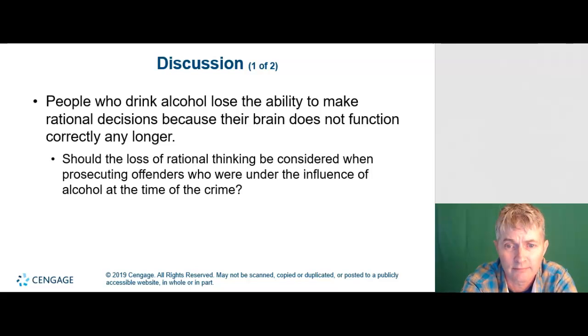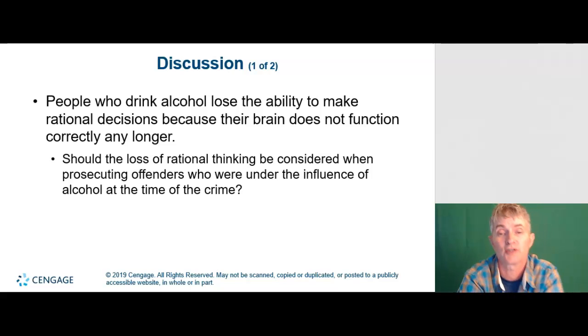No. Unless you did not know that you were consuming the alcohol, that should not be an excuse. Just because you don't remember doesn't mean that you did not do it and should not be responsible.